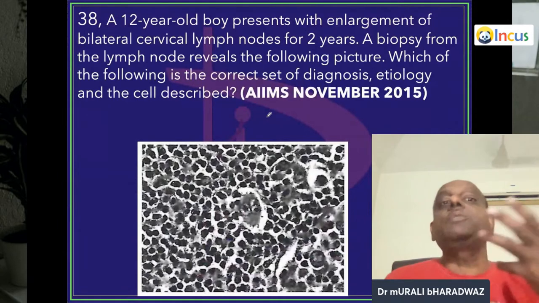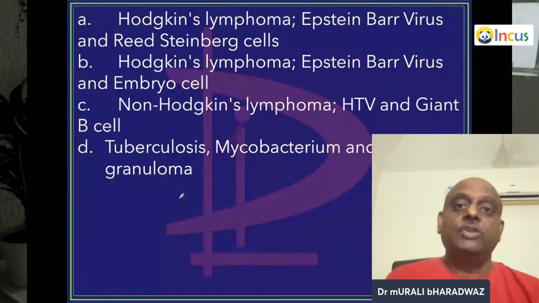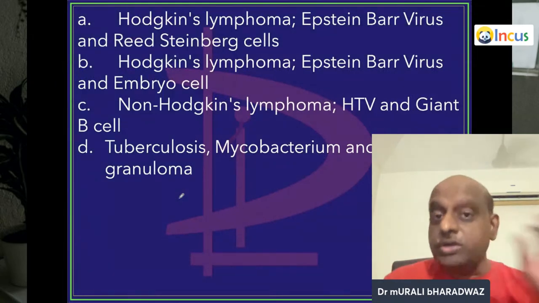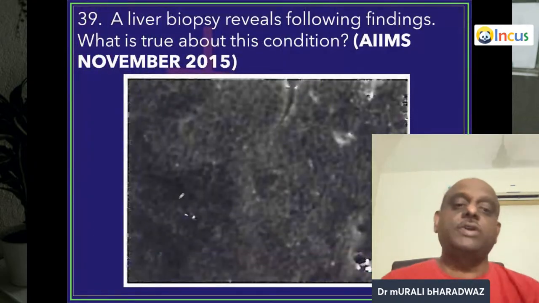12-year-old boy, enlargement of bilateral cervical lymph nodes. Biopsy is being shown to you. So what are you seeing in that? It is a Hodgkin's lymphoma, Epstein-Barr virus, Reed-Sternberg cell is what you should remember.